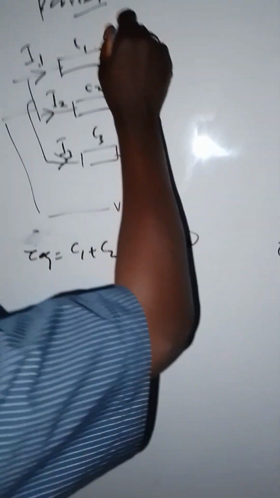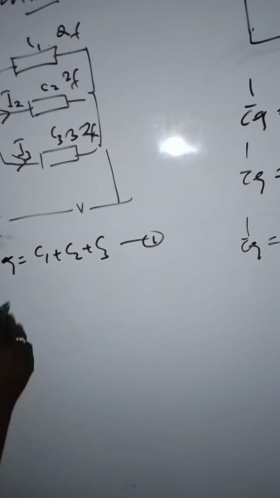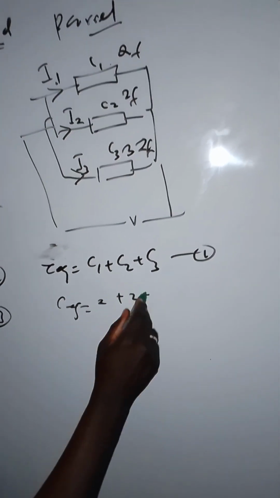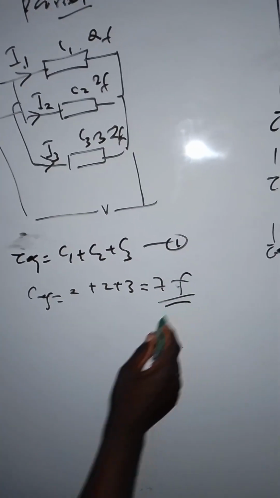Let's assume we have here 2 farad, here 2 farad, and here 3 farad. So C equivalent equals, what is this? 2 plus 2 plus 3, which is the same thing as 7 farad, as the case may be.